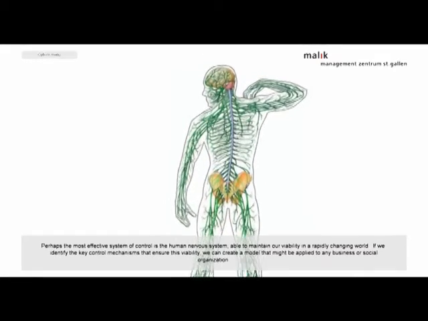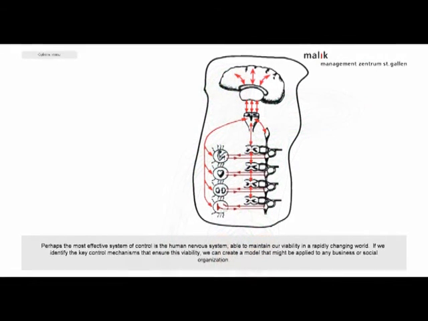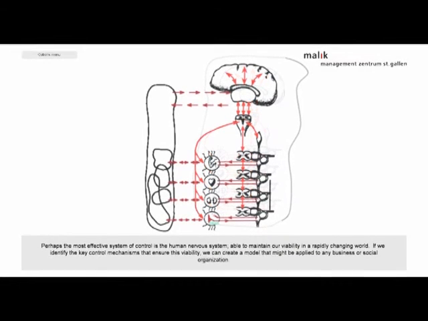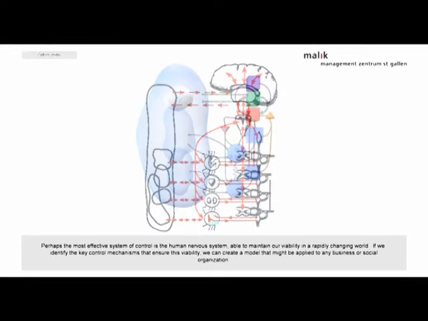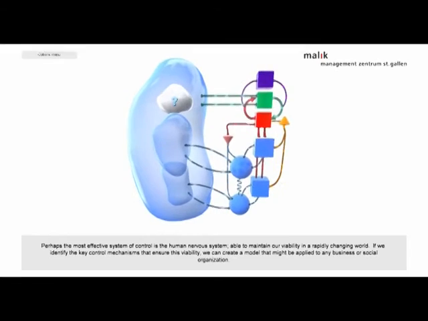Perhaps the most effective system of control is the human nervous system, able to maintain our viability in a rapidly changing world. If we identify the key control mechanisms that ensure this viability, we can create a model that might be applied to a business or any other social organization.